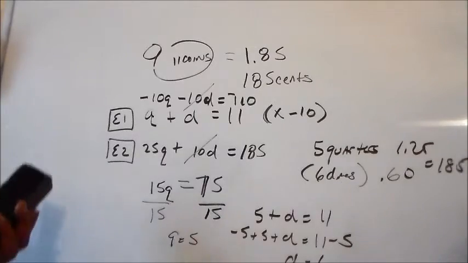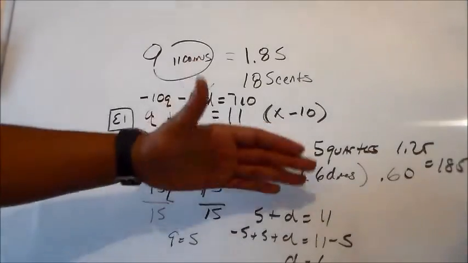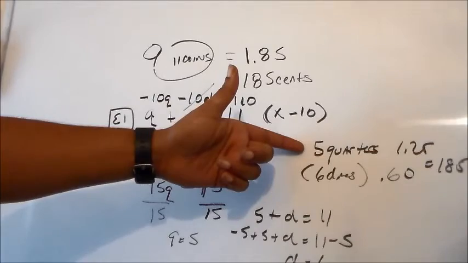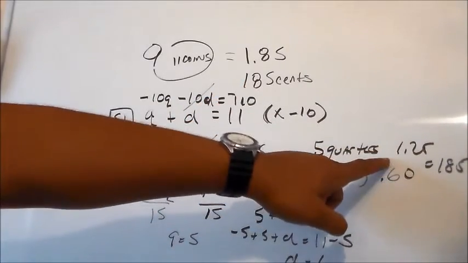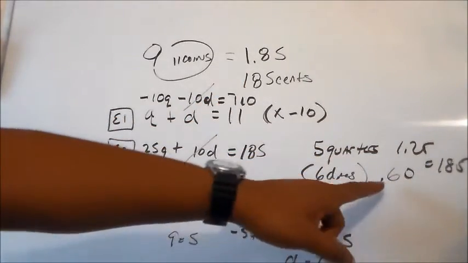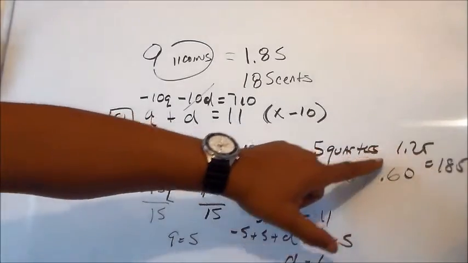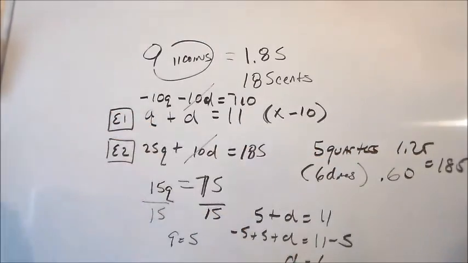So there's 2 ways we could have done that, but we still come to the understanding that we have 5 quarters, which equal $1.25, and 6 dimes, which equal 60 cents. $1.25 plus 60 cents equals 185 cents. So that is the answer to the question.